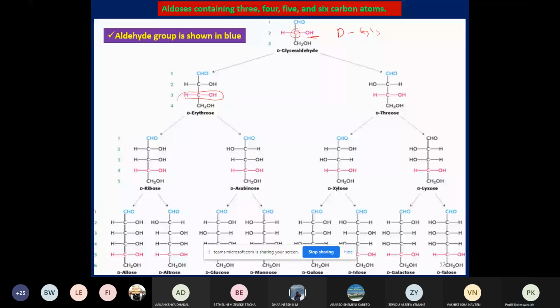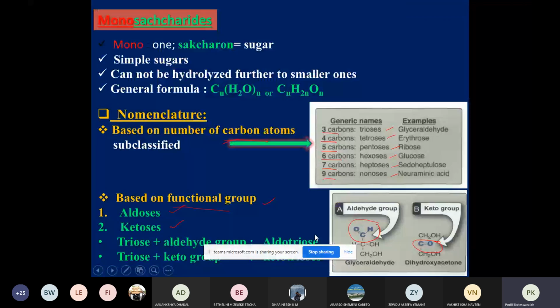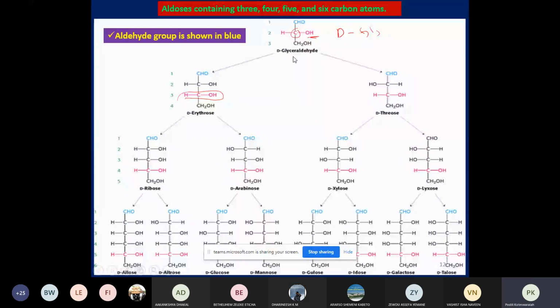So we have the tetroses, 4 carbon sugars, erythrose and threose, and 5 carbon sugars, ribose, arabinose, xylose, and lyxose. 6 carbon aldoses: allose, altrose, glucose, mannose, gulose, idose, galactose, and talose. So all these are aldoses, aldehyde group containing sugars.